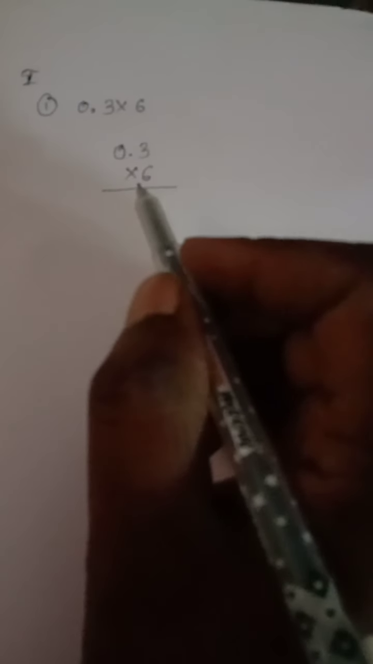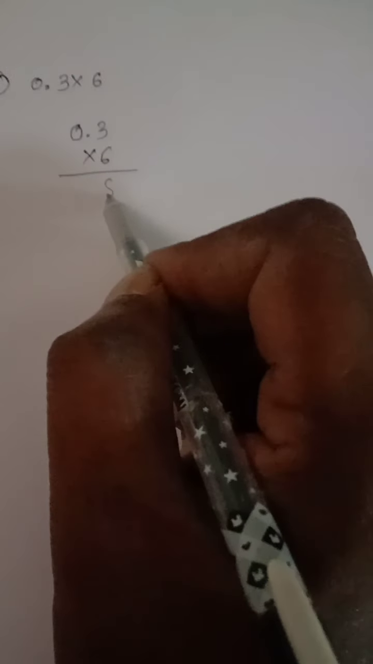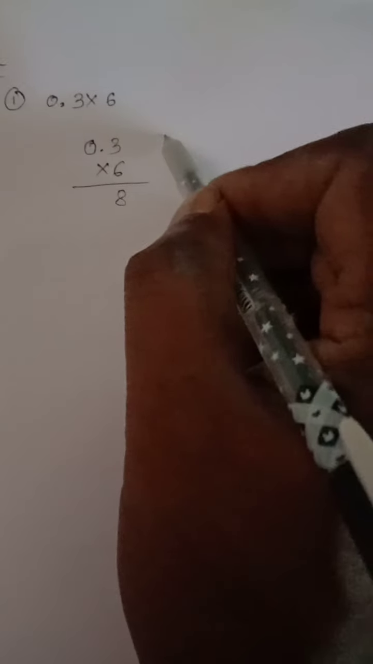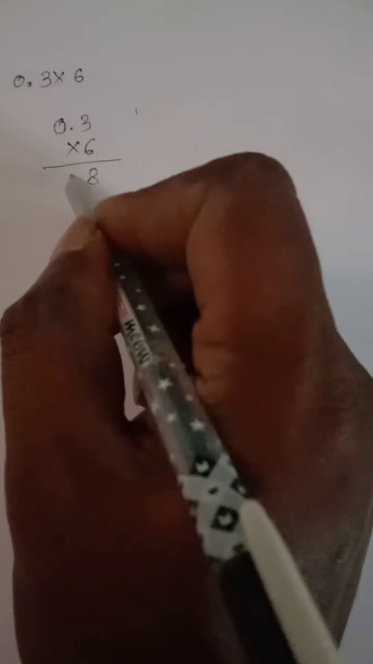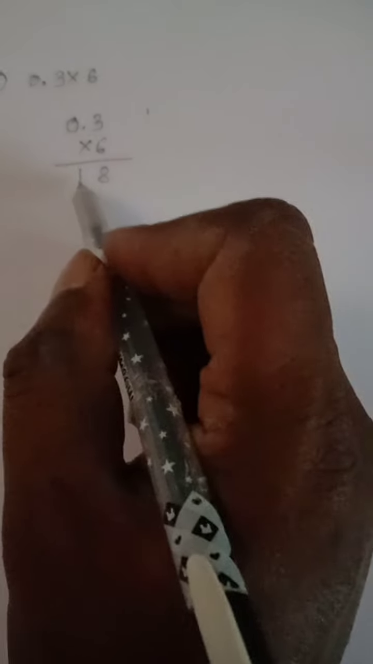Multiply the same way we multiply numerals. So 6 3s are 18, carry 1. 6 0s are 0, plus 1, 1. Now you can think about where we have to put the point in the product.